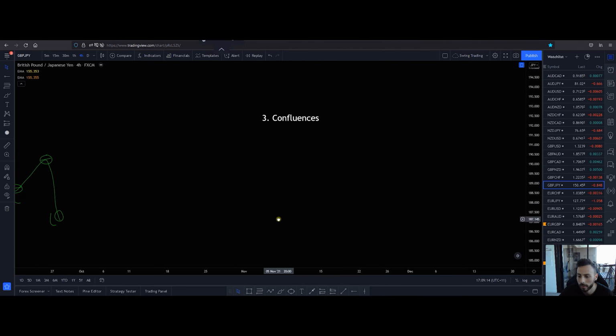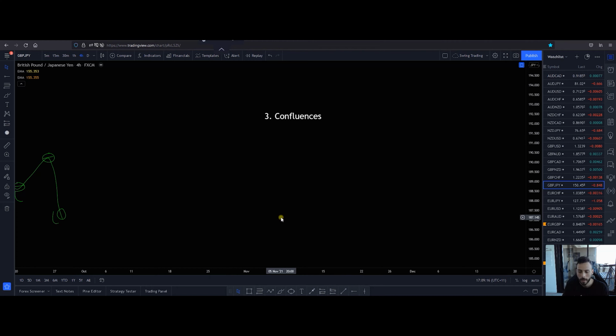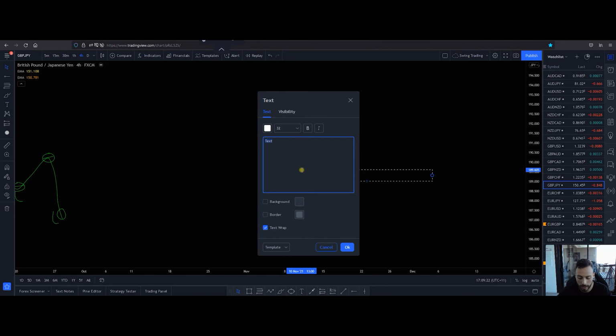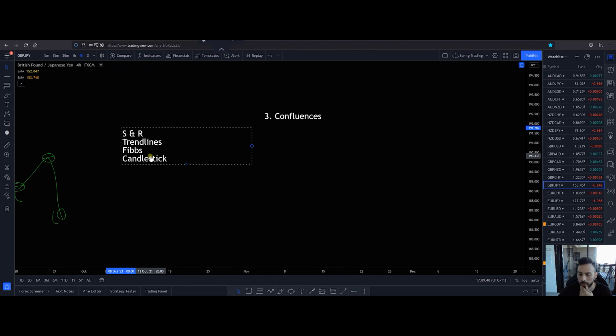Step number 3 is confluences. Now, what does this mean? Basically, if you know anything about Forex, we have all these technical analysis tools. So we have stuff like, everyone calls it differently, I call it a support resistance level. We have stuff like trend lines. We have stuff like a fib. We got candlestick patterns. Those are 4 confluences, okay? Let's just leave those 4 simple ones on, okay?